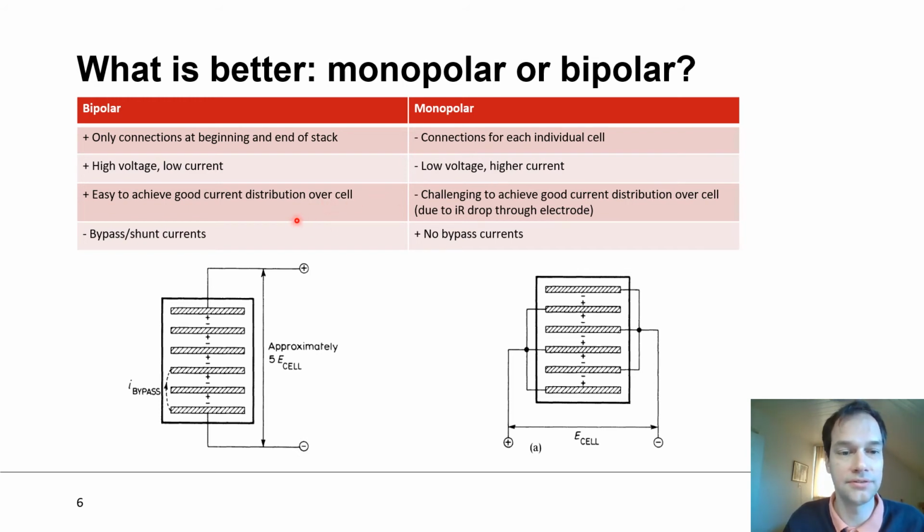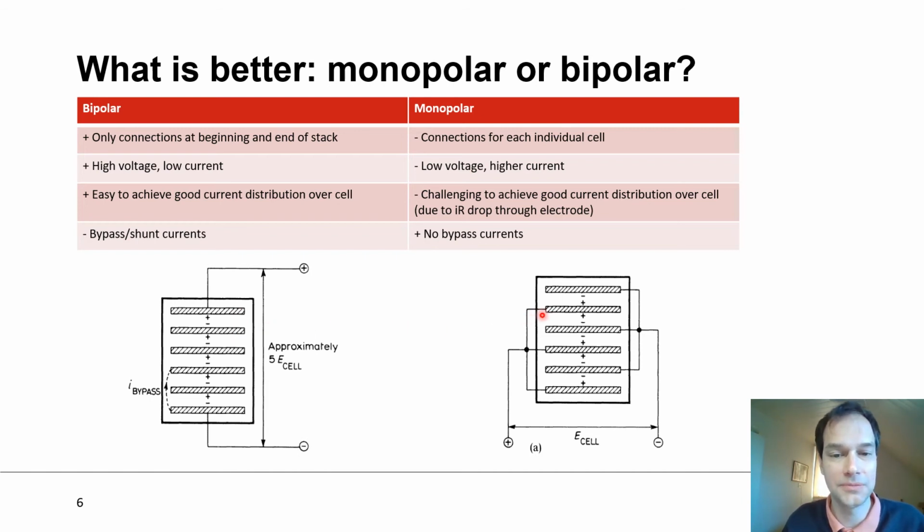Then another advantage of the bipolar system is that it's easier to achieve a good current distribution over the cell. And what do I mean with that? It means that the current here at the edges is the same as in the middle and is the same as on the sides.